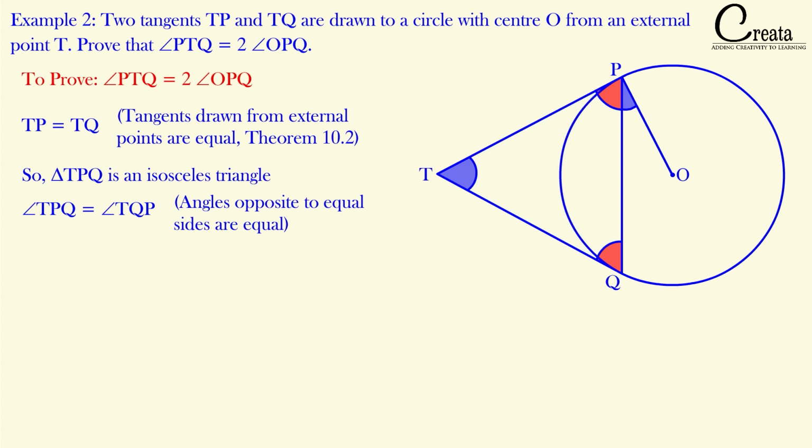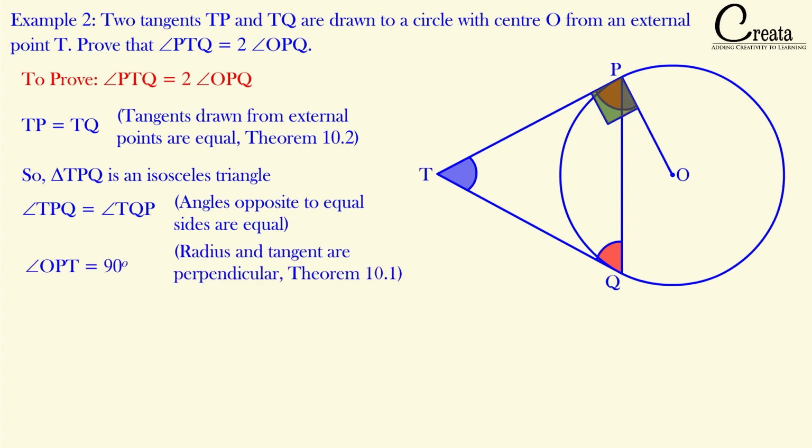One more concept that we should know, that is the theorem 10.1. The angle between the radius and tangent is 90 degrees. The radius and tangent are perpendicular to each other. It means this angle will be a 90 degree angle. So based on these concepts, we will solve the question. So let's proceed with the question.